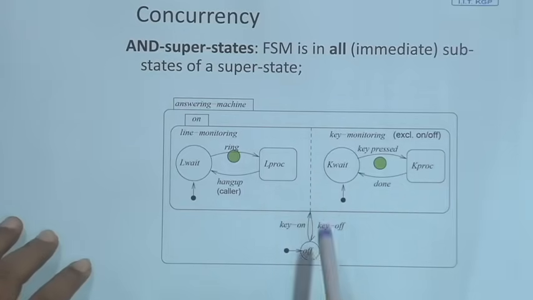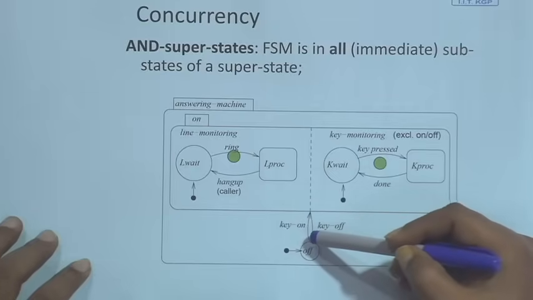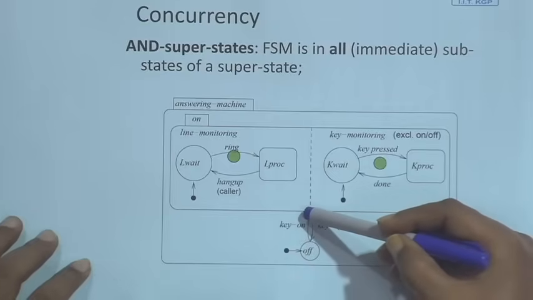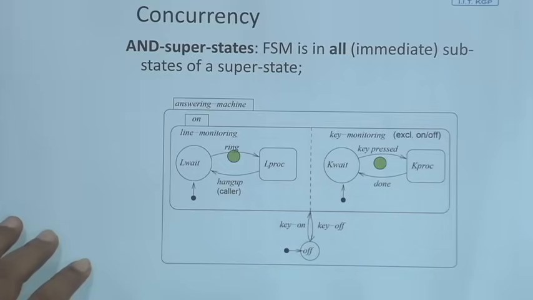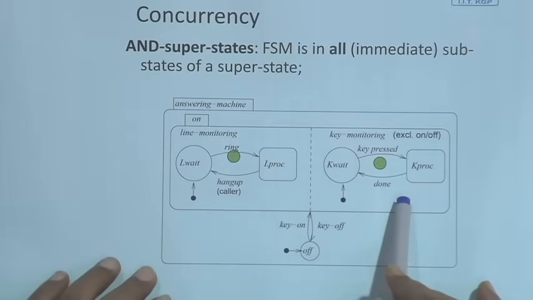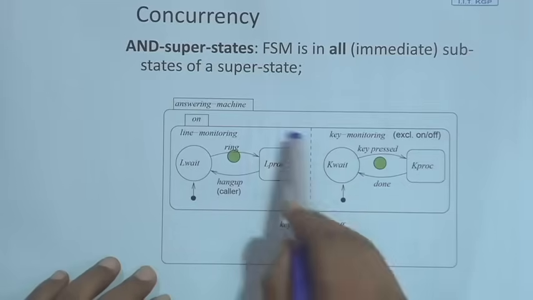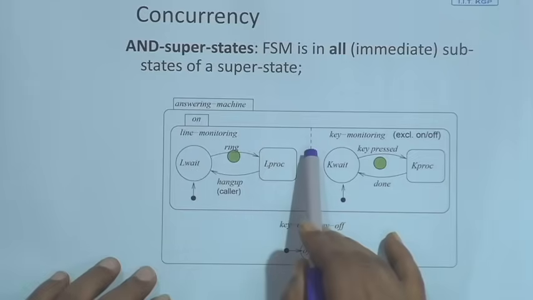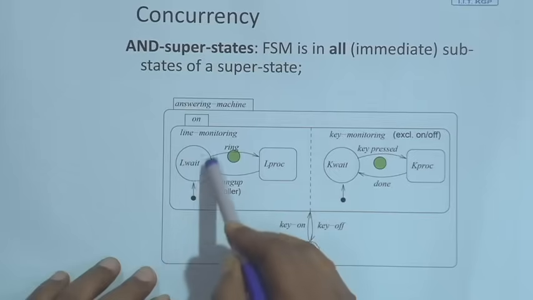So, when I enter key on, when this transition key on takes place, I enter this on state. Where do I enter the on state? I enter in both. So, both of them have got their default state specified. For the line monitoring state, I am entering in the substate L wait.